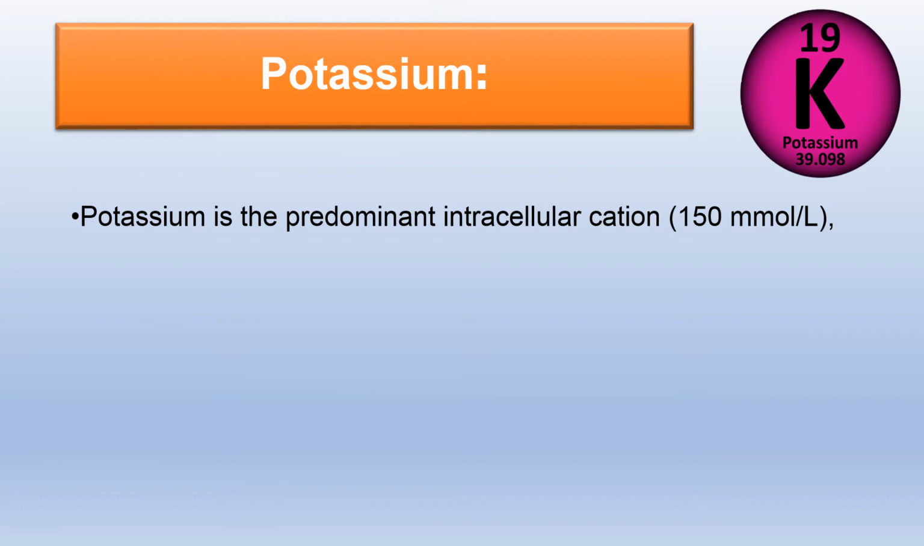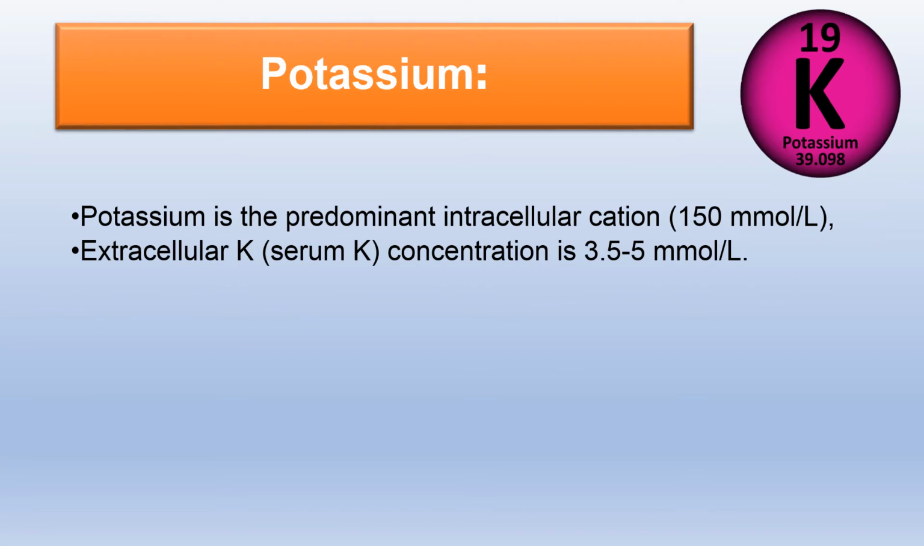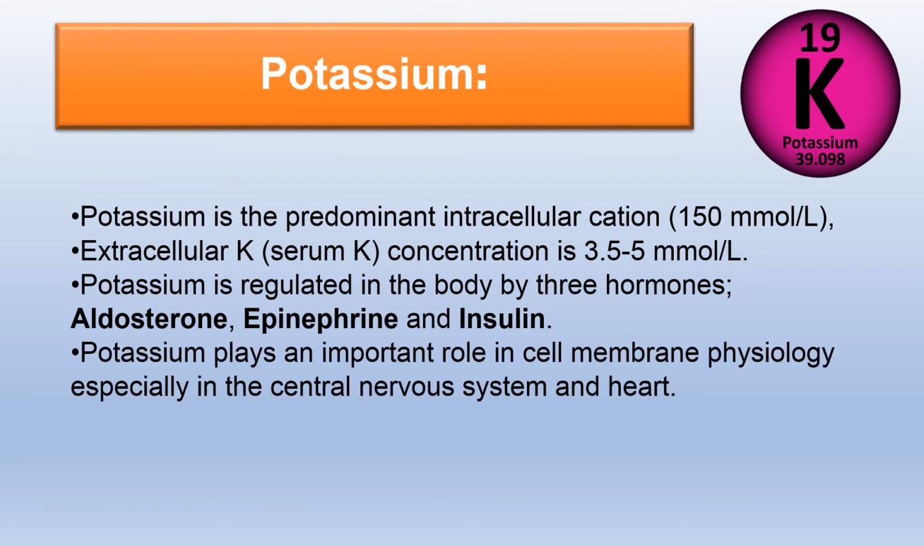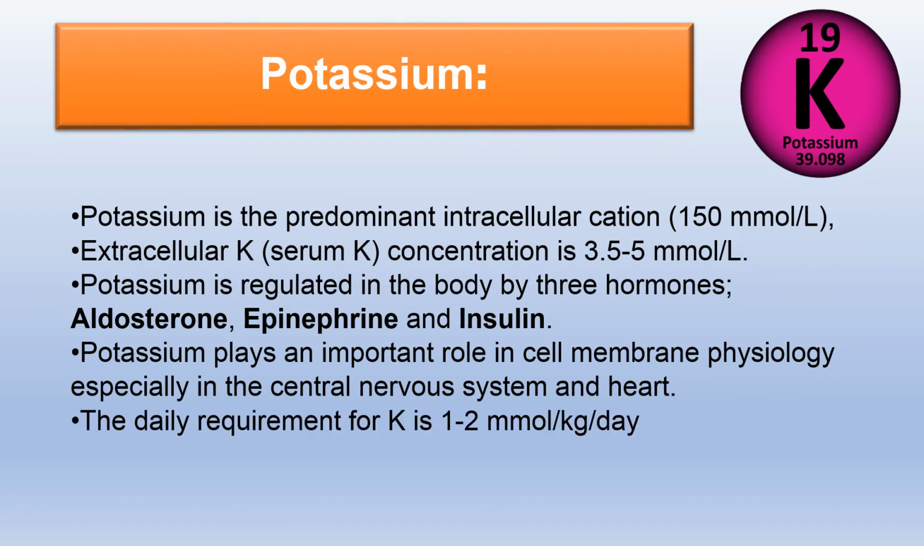Potassium. Potassium is the predominant intracellular cation. Extracellular potassium, serum potassium concentration, is 3.5 to 5 millimole per liter. Potassium is regulated in the body by three hormones: aldosterone, epinephrine, and insulin. Potassium plays an important role in cell membrane physiology, especially in the central nervous system and heart. The daily requirement of potassium is 1 to 2 millimole per kilogram per day.